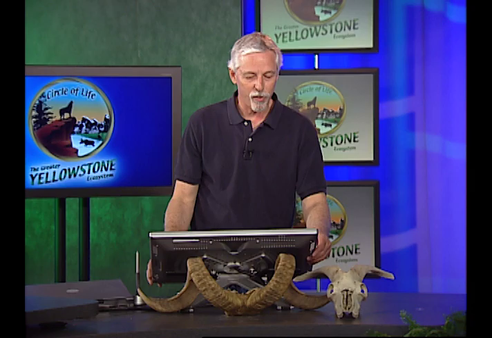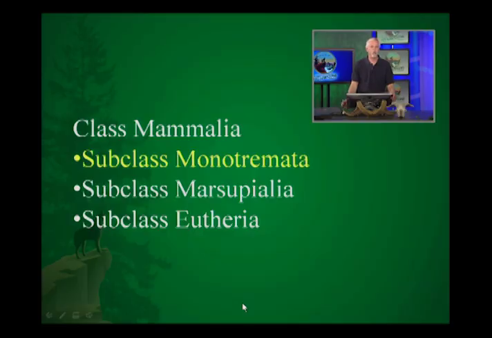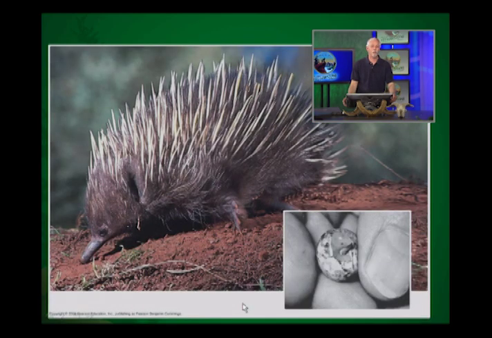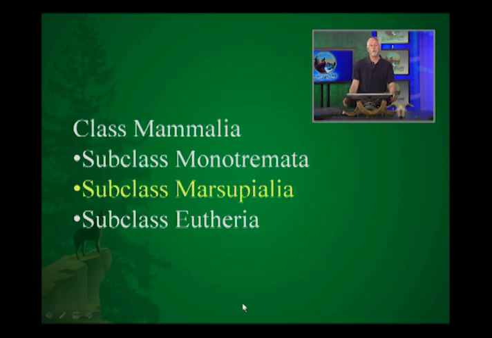Now, as we look at the class Mammalia, there are 3 subclasses. One subclass is the monotremes. Those are the egg-laying mammals, and there are certainly none of those in the Yellowstone ecosystem. They're restricted to Australia and related islands. But they are interesting because there are still some egg-laying mammals. A lot of people, when they define mammals, always say that they bear live young. Not all of them do. The monotremes lay eggs. The echidna and the duck-billed platypus would be examples.